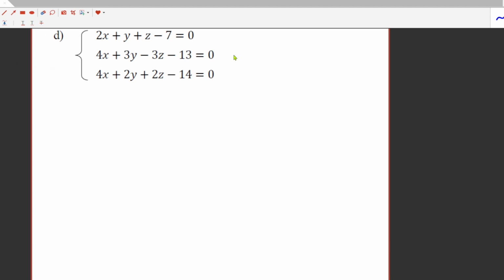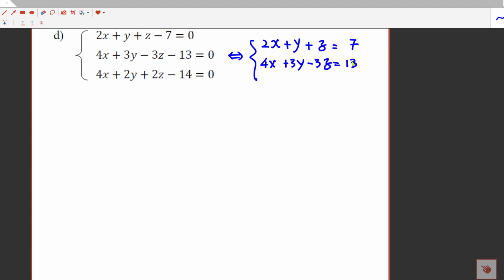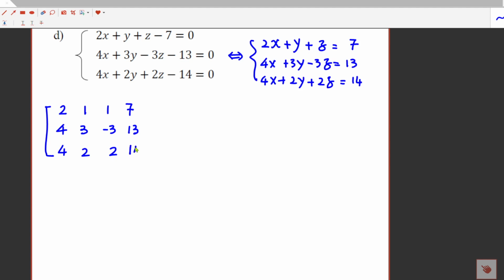Okay, first of all, separate the variables from the constants. And the corresponding augmented matrix is 2, 1, 1, 7, then 4, 3, -3, 13, and 4, 2, 2, 14, right?